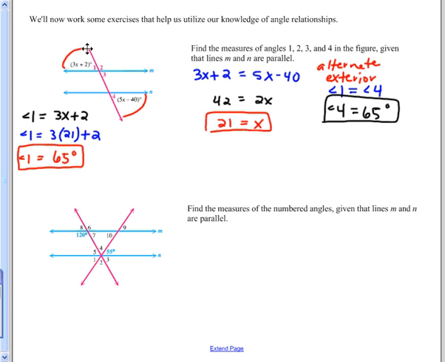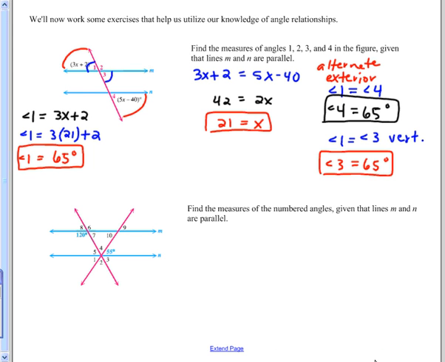Similarly, notice that angle 1 and angle 3 are vertical angles. And we know from our rules about angle relationships that vertical angles are also equal. So angle 3 is 65 degrees too.